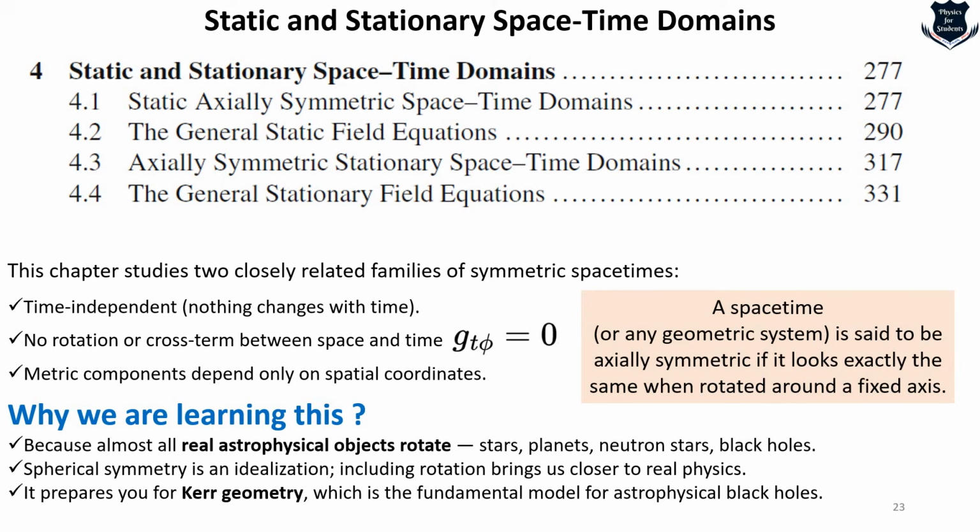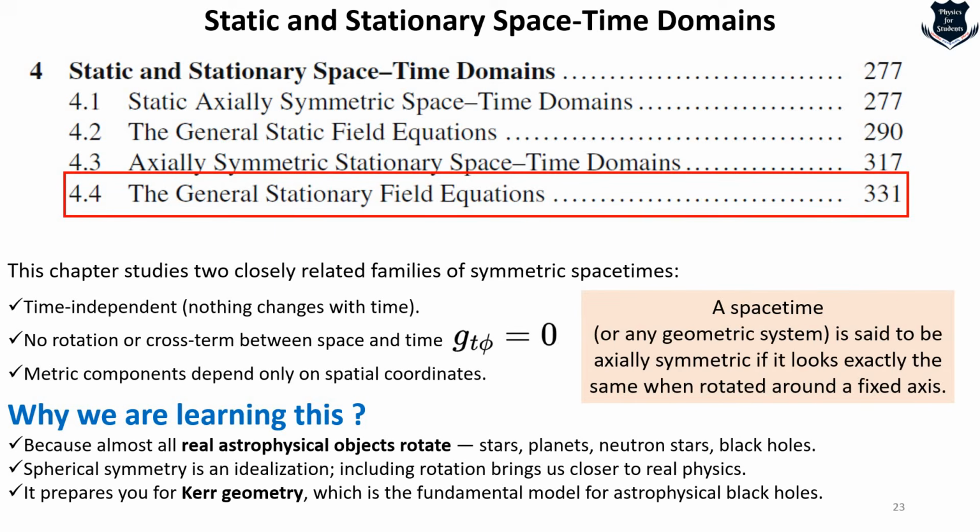Now here is a quick note which I have put over here. A space-time is said to be axially symmetric if it looks exactly the same when rotated around a fixed axis. It does not mean rotation in motion. It means that it looks the same when rotated around a fixed axis. Because almost all astrophysical objects rotate, this chapter teaches you rotation, twisted space-time, frame dragging, ergosphere, and so on. And this particular part is extremely important: the general stationary field equations.